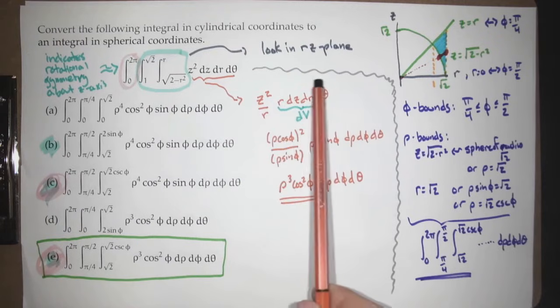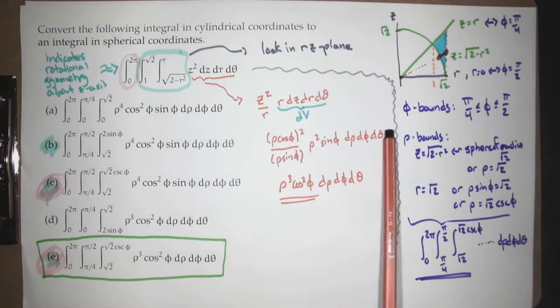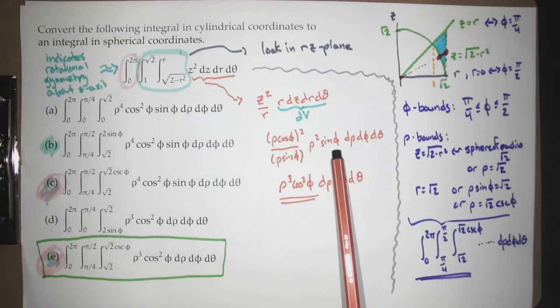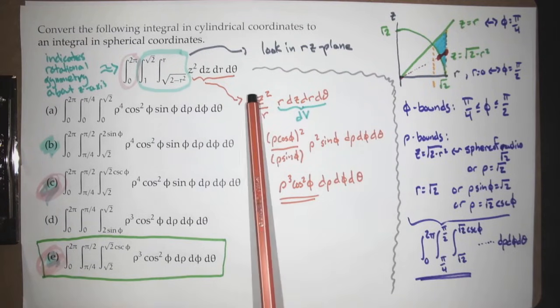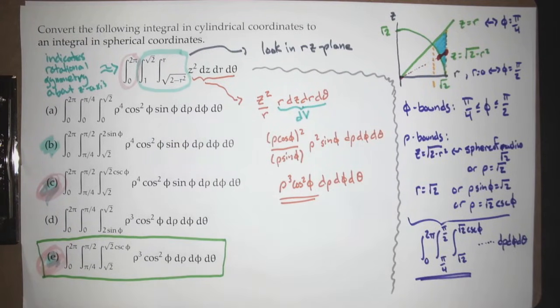So the r dz dr d theta, that's your dV. That becomes your rho sine phi, d rho d phi d theta. Then z is rho cosine phi, r is rho sine phi. And so the sines cancel. That's why there's no sine here.